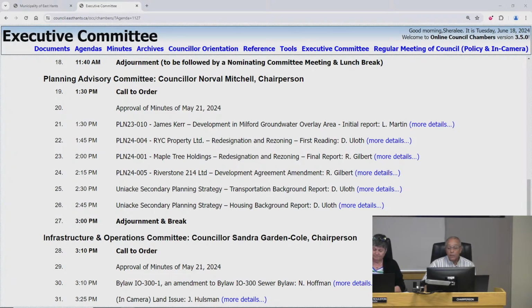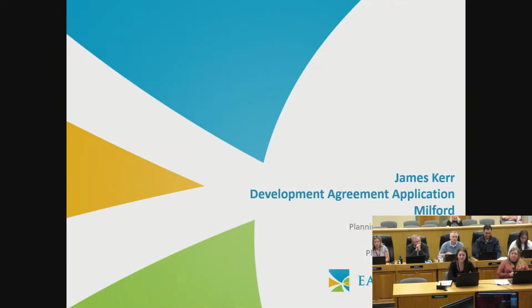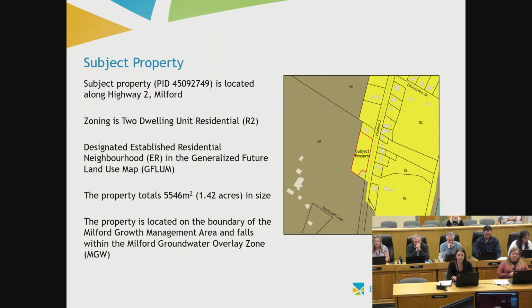Initial report. Leanne, you can begin when you're ready. Thank you, Mr. Chair. So this is a new application from James Kerr. It is a development agreement application. So the subject property is located along Highway 2 in Milford. It is outlined here in red.